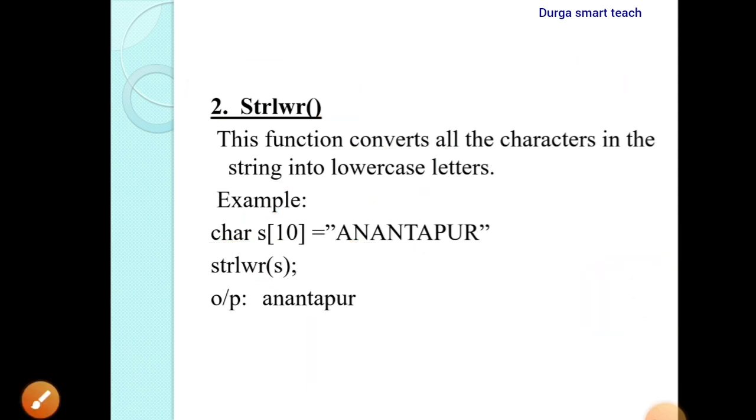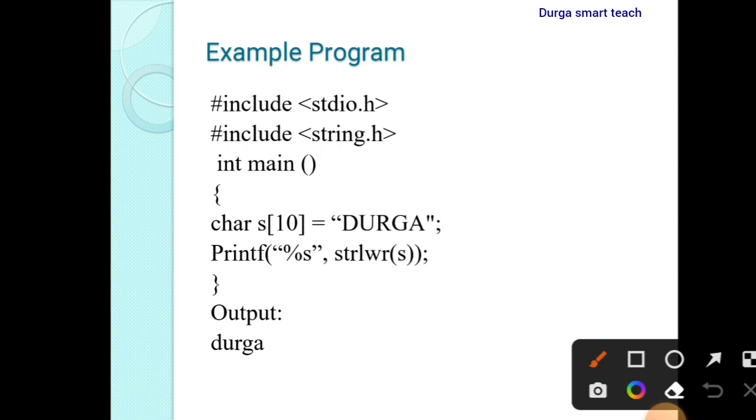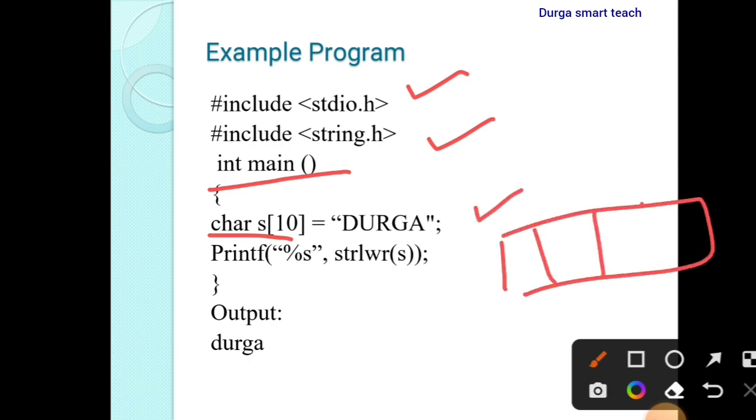Let's see the example. Here we took two header files. The first one is for input output operations and the second one is for string operations. int main, where main is the main method. Next I am taking one string variable, yes of 10, and I am storing Durga. 10 memory locations are allocated, but in 5 memory locations data is stored. In all the other locations 0 will be stored.